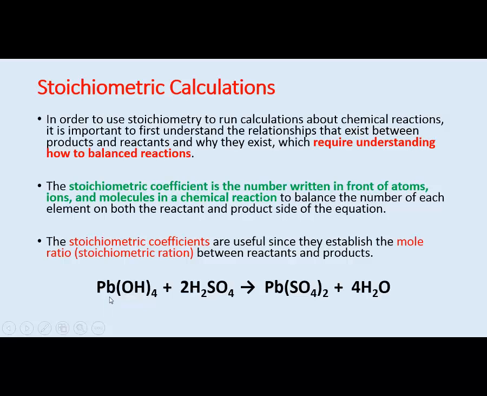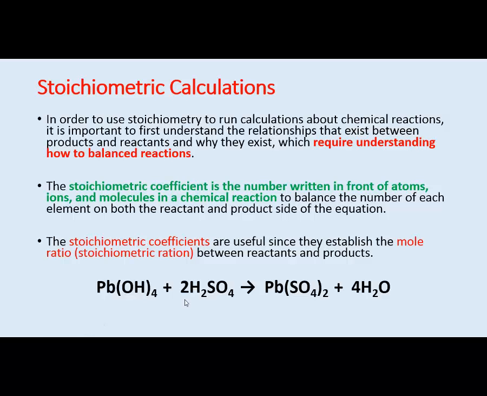So for example, when I'm reading this reaction, I could say that any coefficient that's not shown is a 1. So I have 1 mole of lead 4 hydroxide reacts with 2 moles of sulfuric acid to yield or produce products of 1 mole of lead 4 sulfate and 4 moles of water. So the molar ratios, or the stoichiometric ratios, would be comparing these relationships. So I could say for every 1 mole of the lead 4 hydroxide that reacts, I must be also using 2 moles of sulfuric acid.